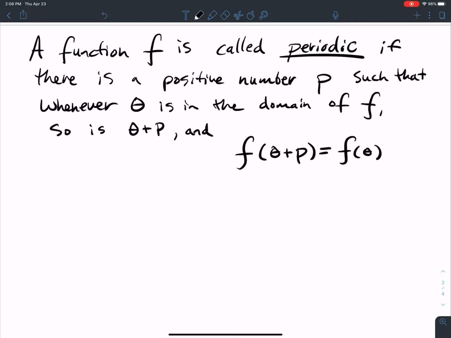So we're going to talk about periodic functions. A function f is periodic if there is a positive number p such that whenever we take theta that's in the domain of f, and we add p to theta, then that is equal to f evaluated at theta. To give you an example, let's take the unit circle.